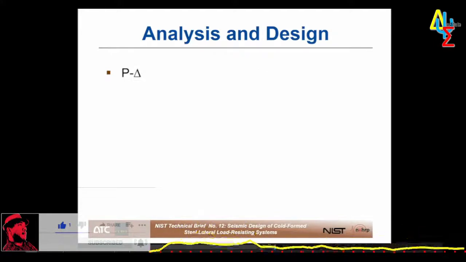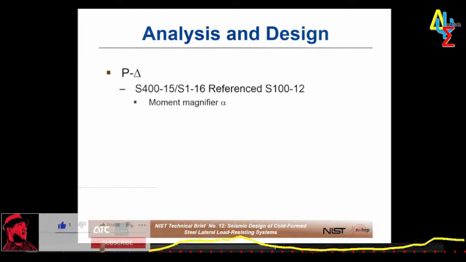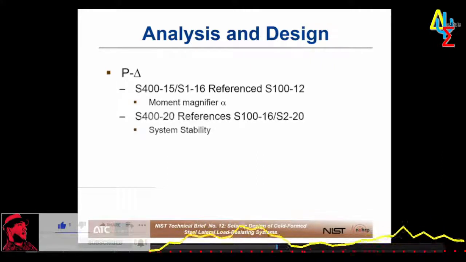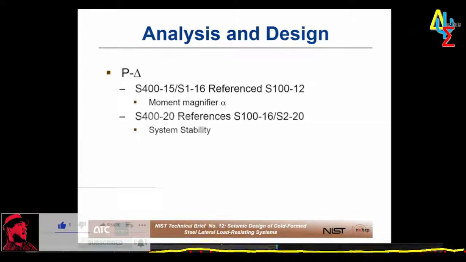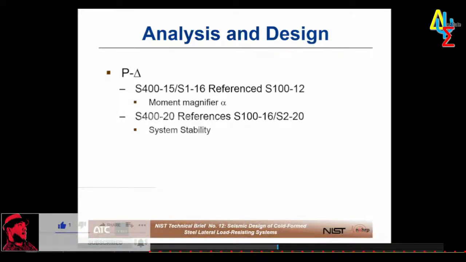So speaking of P delta, now is probably a good time to dig into that a little bit. S415, even with the 2016 supplement, referred back to AISI S112. And AISI S112 utilized a single moment magnification term alpha to account for increased moments due to member deformations. S420 references AISI S116, which incorporates system stability requirements that are actually more reminiscent of an AISC type analysis.